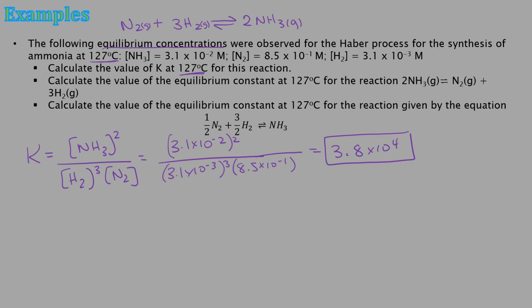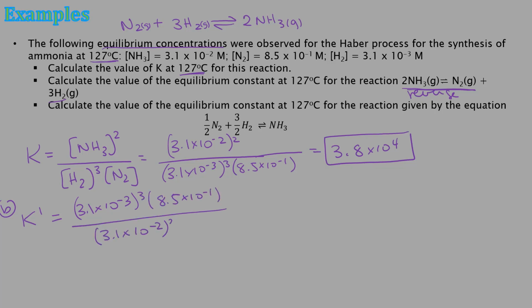All right, and then the value of the equilibrium constant at 127 for this reaction. So this reaction is the reverse of this. So this is B, I could flip it all over and put it all in my calculator again, and you can try this if you want. Or I could just say it's the inverse of this, because all I've done is flip it over. So I end up getting 2.6 times 10 to the negative 5th.